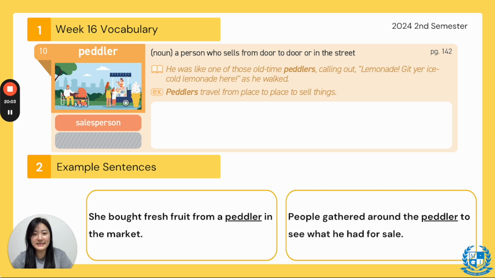In our book, it says, he was like one of those old-time peddlers calling out, lemonade, get your ice cold lemonade here, as he walked. So he was like pretending to be like a businessman, like a market seller, trying to sell his lemonade, calling out to people. Let's read the example together. 1, 2, 3. Peddlers travel from place to place to sell things.